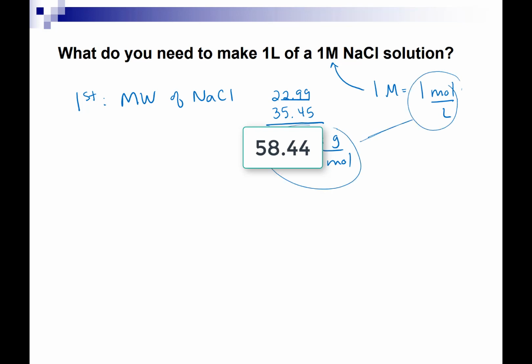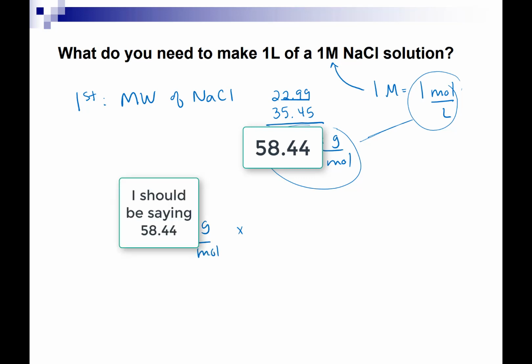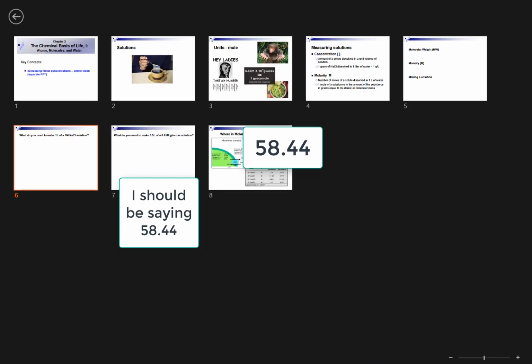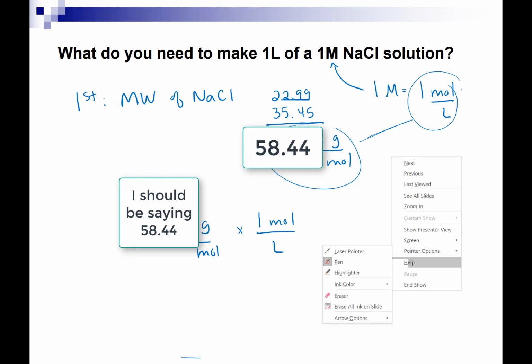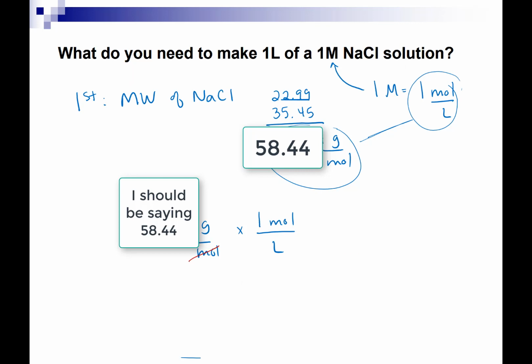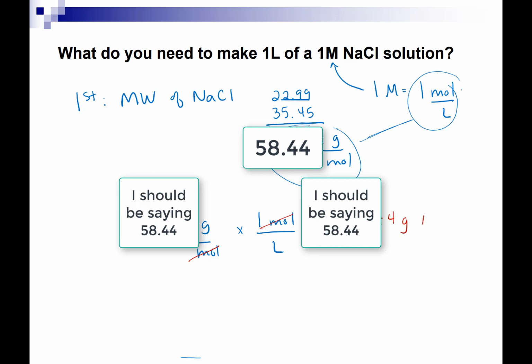Okay, so we look at our two numbers and figure out how we can use this information. So if we line it up and say 58.44 grams per mole times 1 mole per liter, then we can figure out that we need to measure out 58.44 grams of sodium chloride and mix that in 1 liter of water. And we're always going to use water as our solvent in biology. Okay? So this is what you'd write in your lab notebook. You'd go to the scale, you'd weigh this out, you'd mix it into the water until it dissolved.